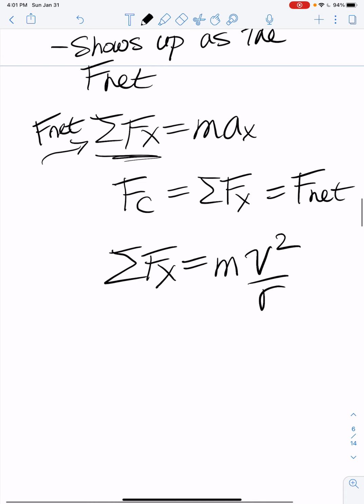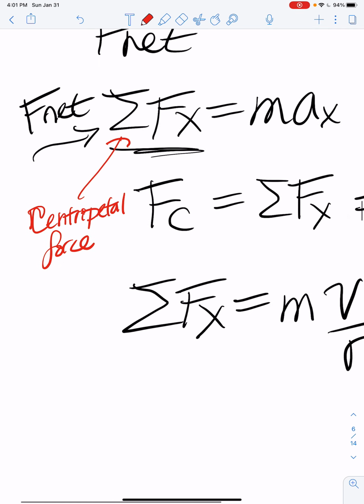Because what I'm trying to say here is this is your net force, or is your centripetal force. And to go along with that, then this right here, this ax, is centripetal acceleration.